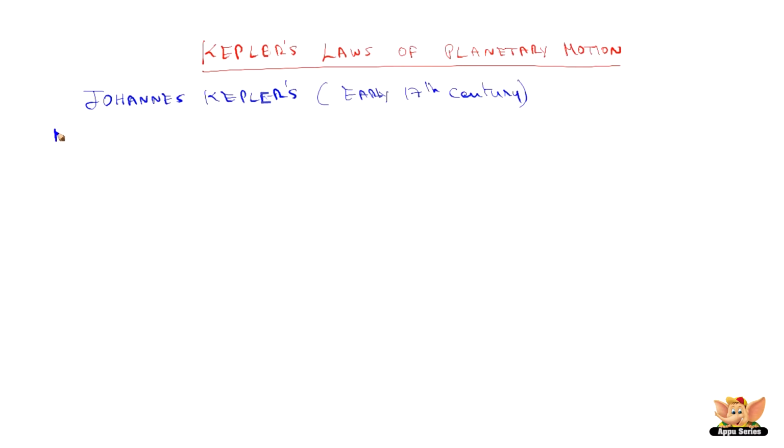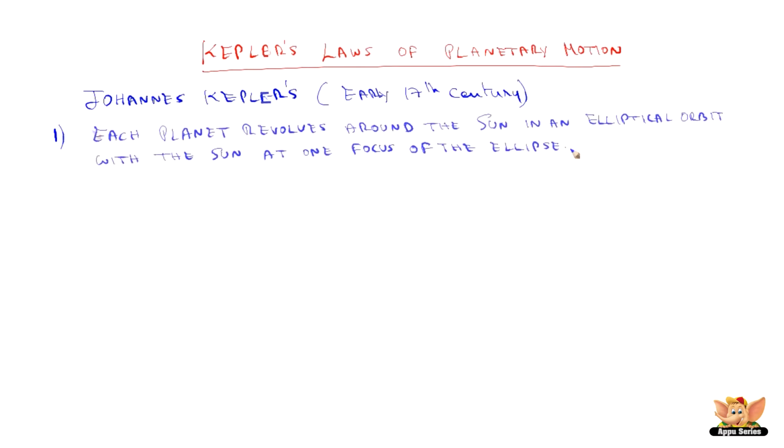His law 1 is, his first law is a breakthrough law, because he said each planet revolves around the sun in an elliptical orbit, with the sun at one focus of the ellipse. An ellipse always has two foci, so at one focus of the ellipse, the sun will be there, and the planets revolve around the sun in an elliptical orbit.